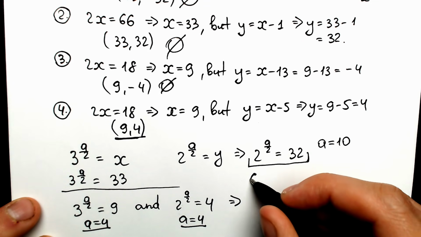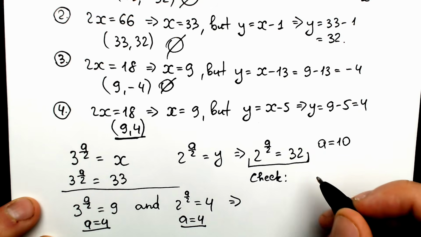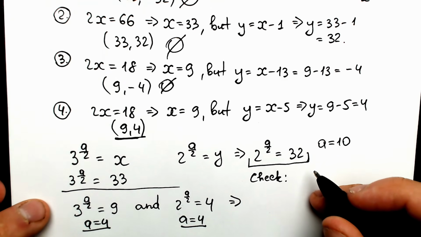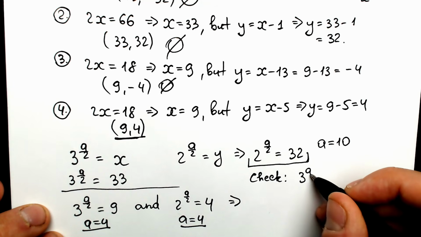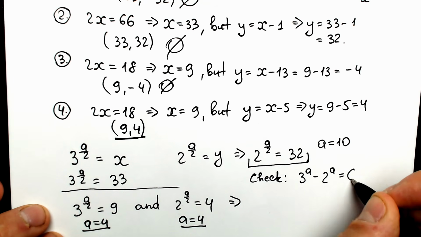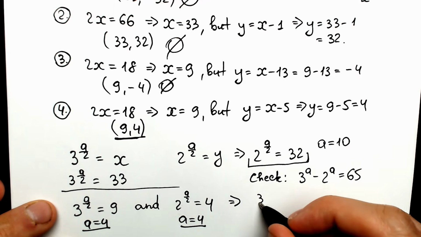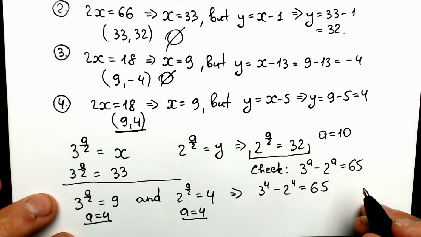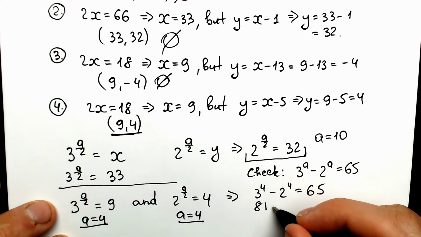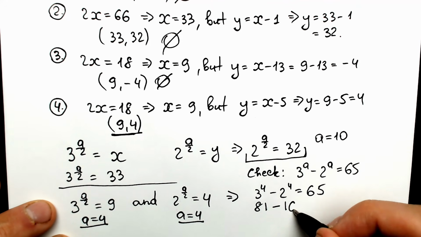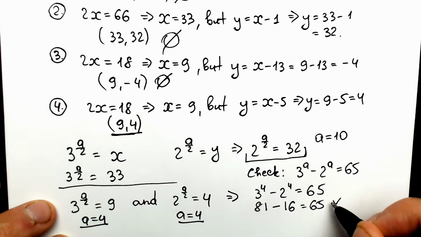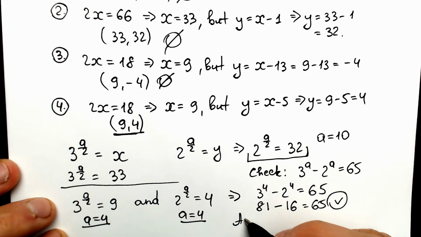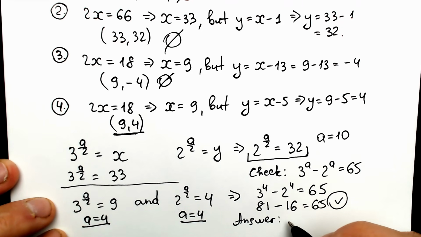So let's check it real quick. a equal to 4. So as a result, we have our equation 3 to the a minus 2 to the a equal to 65. From here we have 3 to the power 4 minus 2 to the power 4 equal to 65. 3 to the power 4 equal to 81 minus 2 to the 4 equal to 16, and as a result we have 65. So our root is absolutely great, and our answer a is equal to 4.